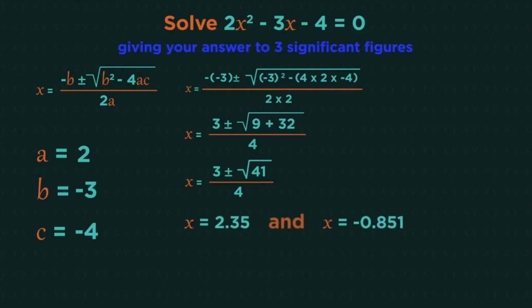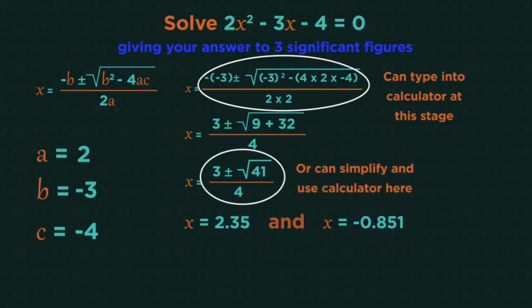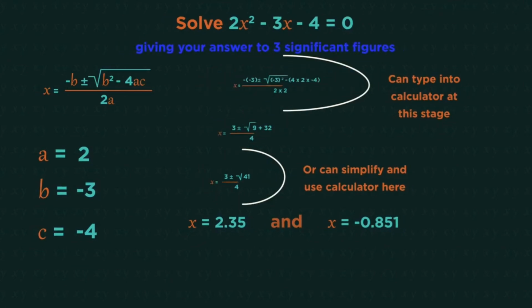From your calculator, you should get x equals 2.35 and x equals minus 0.851. So you can choose to jump straight in and use your calculator here, or you can simplify it a little bit further and then use your calculator. Either way, just be really careful with negatives.